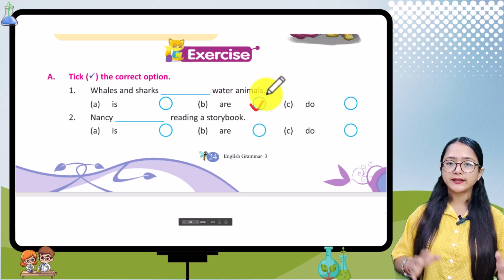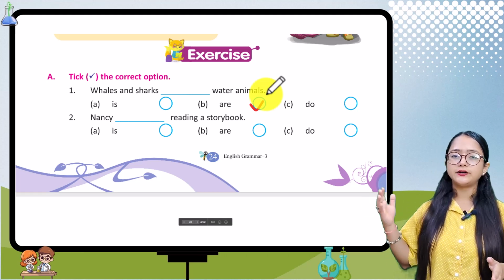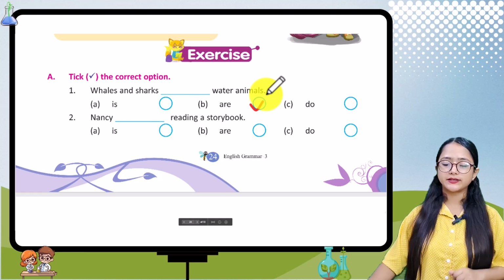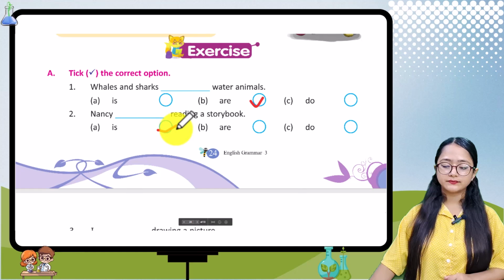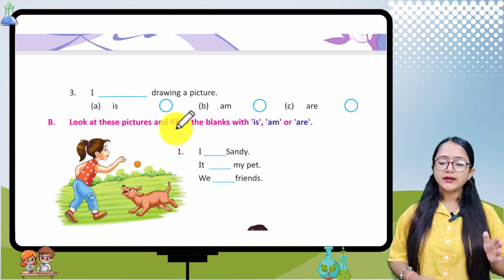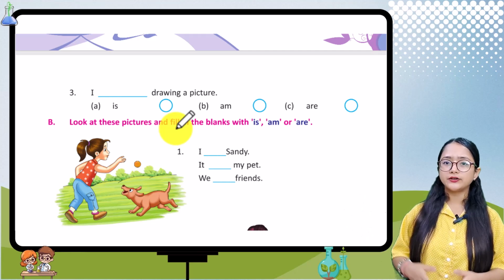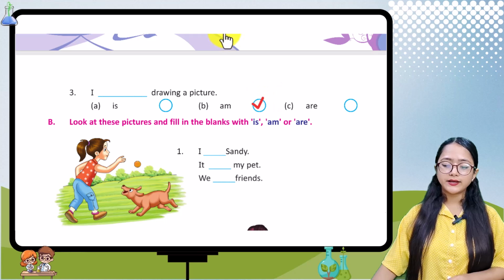Next question is Nancy dash reading a storybook. Options are is, are, do. Nancy is a single person, so we tick is. Now next question is I dash drawing a picture. Is, am, are. With I you are going to use am, so tick am.